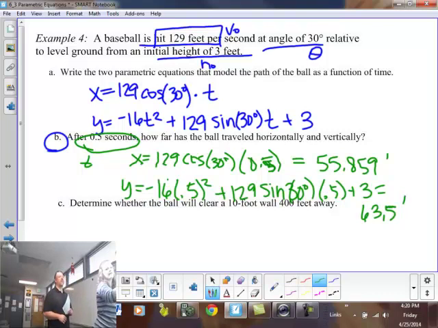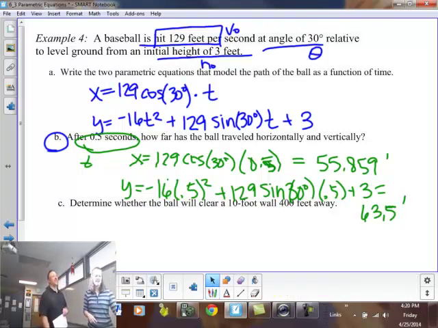Does that little mark mean feet? It does mean feet. 63.5 prime. Feet.